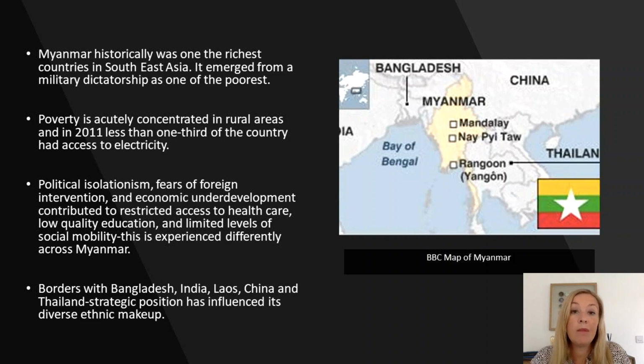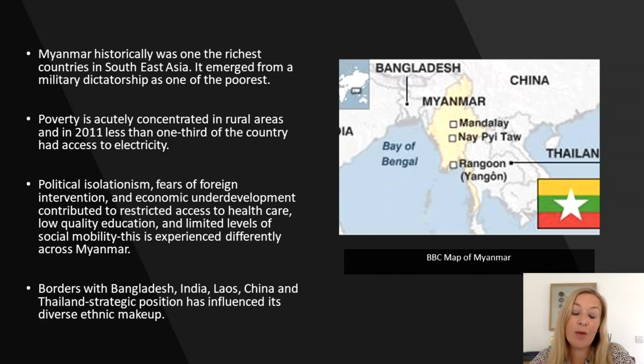So globally, it had been cut off from the rest of the world for quite a long time. Very fearful of foreign intervention, due to its experience with colonialism, I suppose, also. Lots of economic underdevelopment, not a good healthcare system, low quality education, and low levels of social mobility. And what's interesting about this is that it's expressed very differently across the country. So acute levels of poverty and opportunity in some sections of the population.